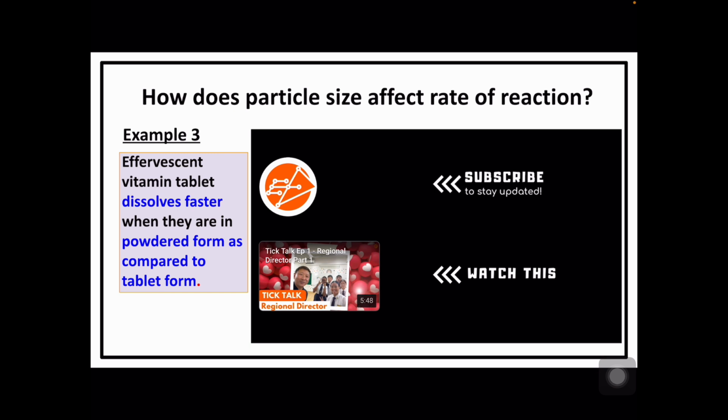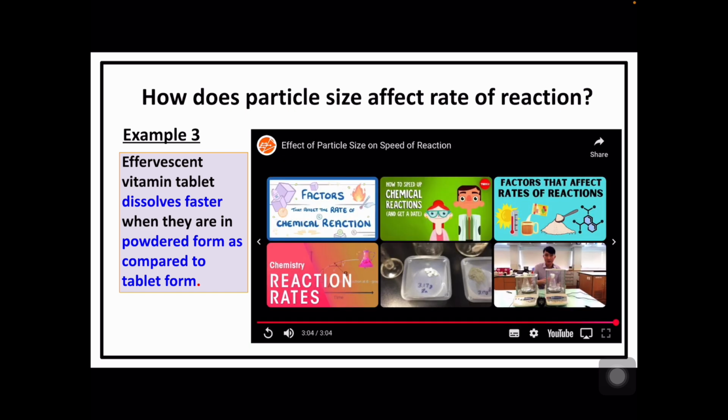Alright, and I think the video has very nicely summarized how the decrease in particle size leads to an increase in exposed surface area, which then, as we mentioned, leads to a higher frequency of effective collision, therefore increasing the rate of reaction. So when you think about particle size and how it affects rate of reaction, no harm relating it to the day-to-day experiences that you have, and it might help you better understand how the process actually works.